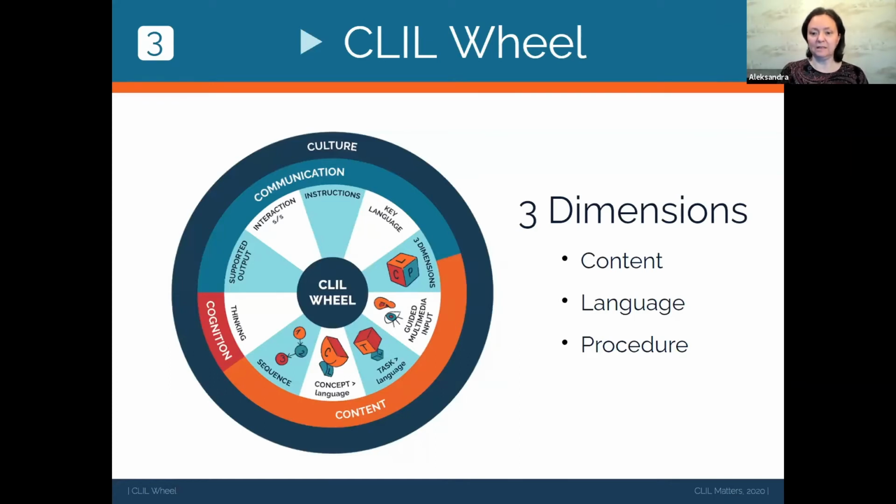With this, there is the specific language that comes, but there is also a procedure. So what am I actually asking my students to do? Do they have to read the data from the table and talk about that? Or maybe I'm asking them to read the text and find some elements there. Maybe I'm asking my students to use a map and get me some information based on this. So this procedure is something that kind of connects content and language.